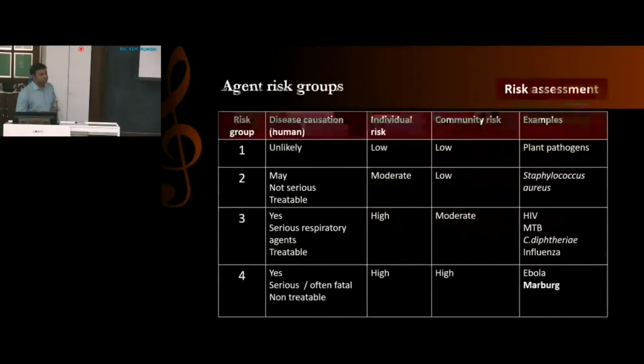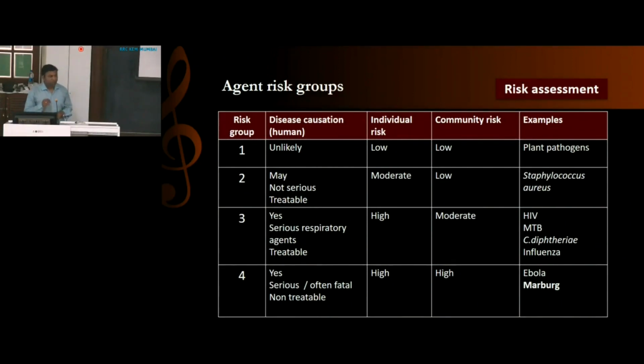So some agents are risk group 1. The probability that they will cause human infections is very low. Community risk is very low. Examples are plant pathogens. So you need not worry about them if you are researching. You will not encounter those in your MBBS.